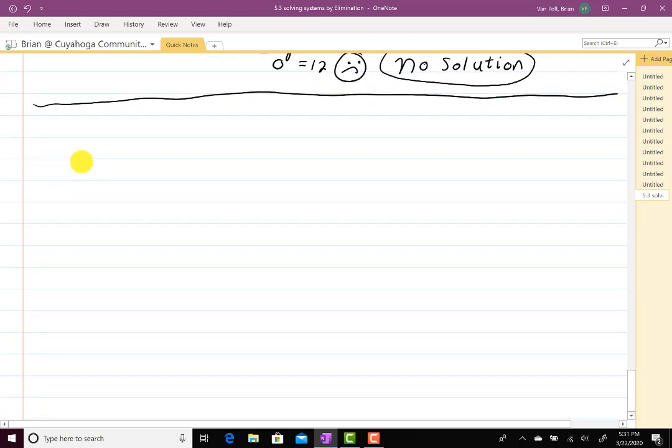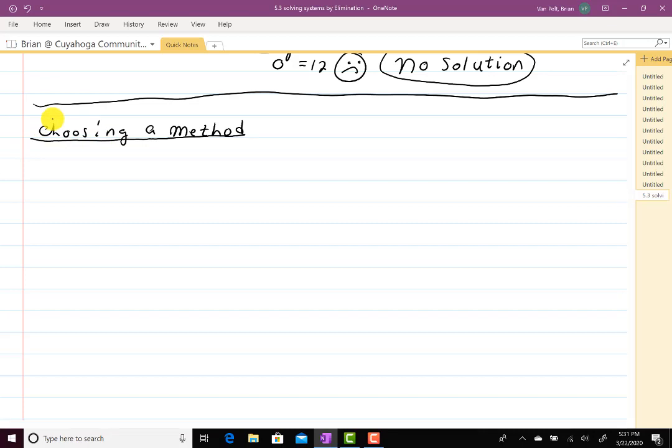And then that's essentially all there is to it. There's one last thing I wanted to talk about, and that's choosing a method. Usually, most tests that I give have a problem that says pick the method that you want to solve one of these problems. And so how do you choose? Well, to be honest, I always choose elimination unless it seems obvious to use something else. So let me do an example of what I'm talking about.